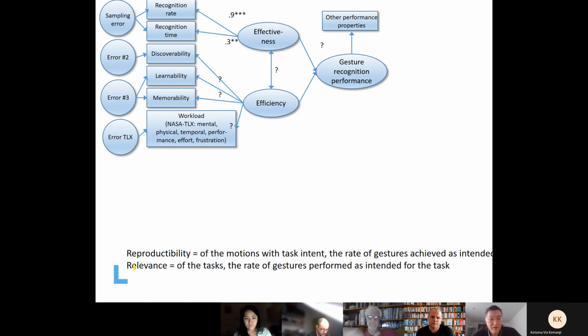And the second criterion is the relevance, that is, when there is a gesture for each task, it is the rate of gestures that are performed as intended for the task, which means that if this is the right gesture for this task, then it is related to the task. For instance, I can produce a gesture that is maybe correctly reproduced and well recognized, but is not relevant to the task. For instance, if I'm moving my hand up and down in order to increase or decrease the volume, then it is relevant, and of course it should be recognized. But maybe sometimes I can do this gesture or that gesture, but it's not relevant.